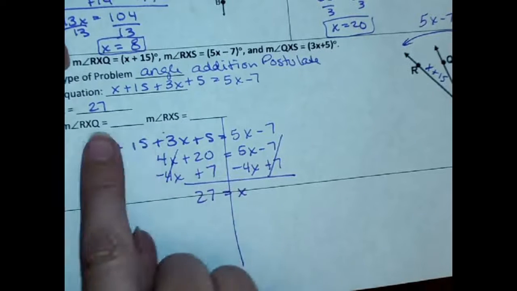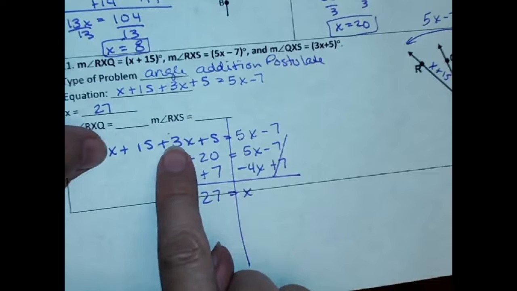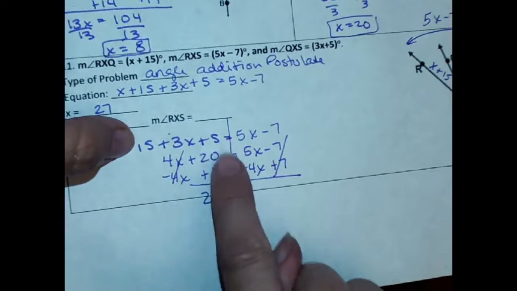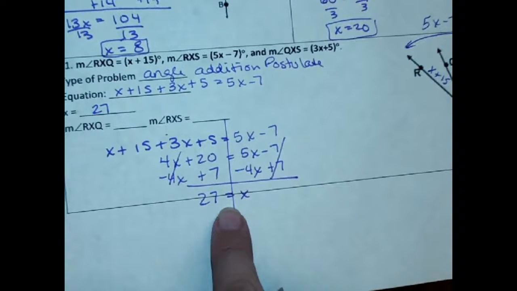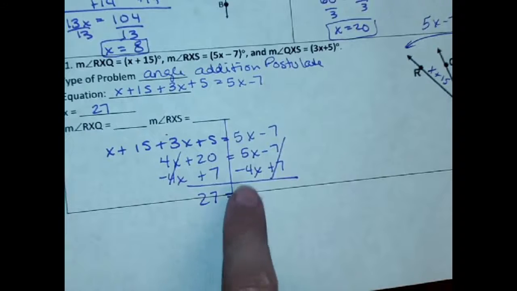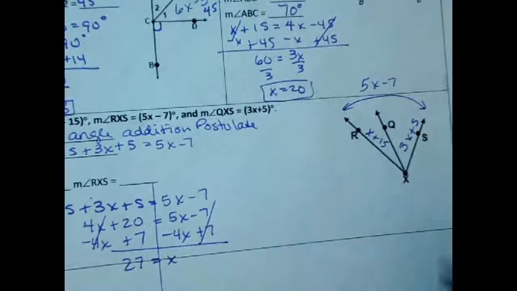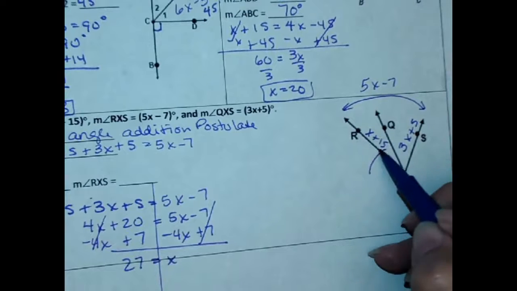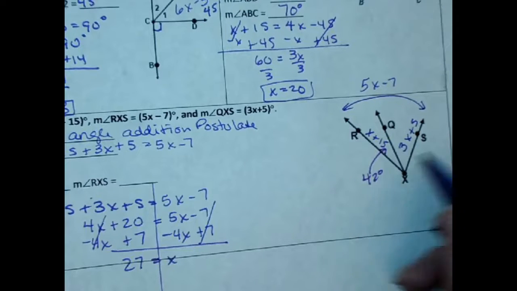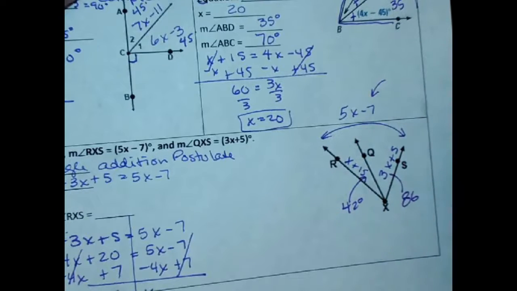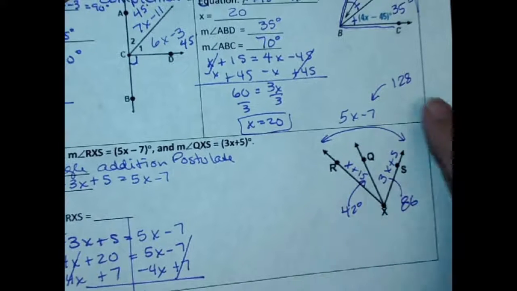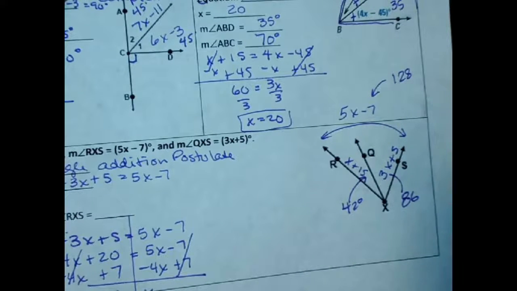So first I combined like terms on this side. x and 3x is 4x, 15 and 5 is 20. Then I went and solved and I got 27. Pause the video if you need some time to copy this down and make sure you got it right. Now I know x is 27 and I'm going to plug it into each of these. 27 plus 15, that tells me this one is 42. Plug it in here, 3 times 27 plus 5 is 86. And plug it into this one, 128. If I add these two together, do I get 128? I do, so then I'm pretty sure I got these right.